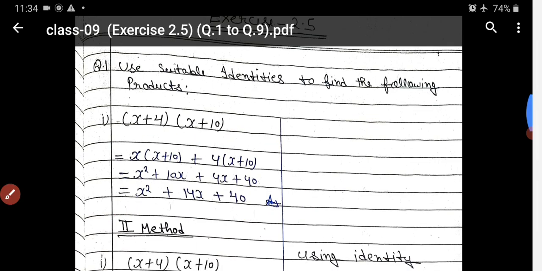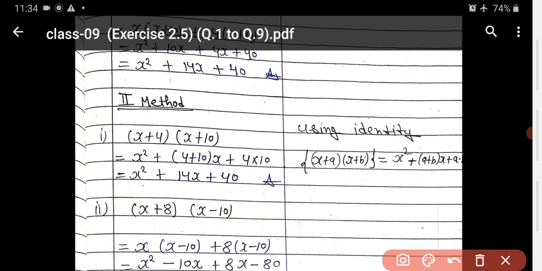Now how can we use the help of property? Just see here, one property is (x + a)(x + b) = x² + (a + b)x + a·b. It is a·b at the last. Okay, so just write here (x + a)(x + b).